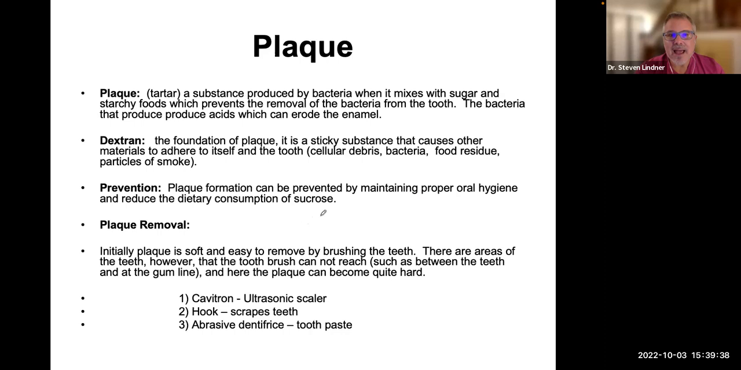In terms of plaque or tartar, that's the substance that's produced by bacteria when it mixes with sugar and starchy foods, which prevents the removal of bacteria from the mouth. The bacteria can produce acids, and those acids can break down enamel. Dextran is the foundation of plaque. It's the sticky substance that can cause other materials to kind of adhere to itself and the tooth, which could be very problematic.